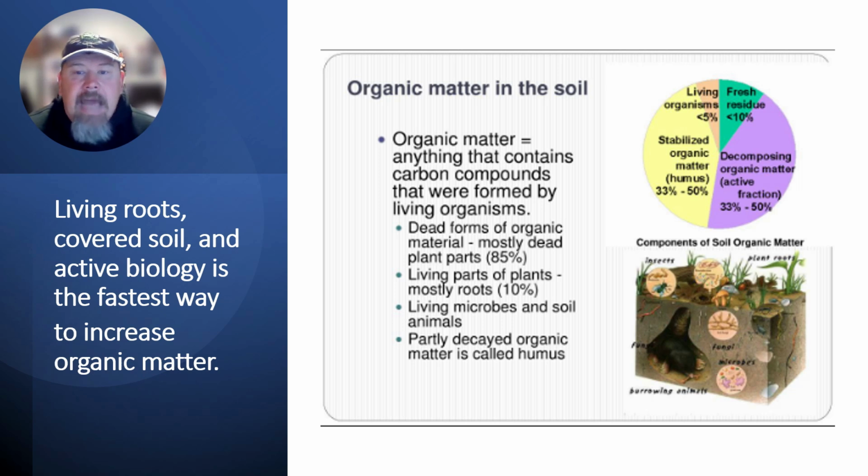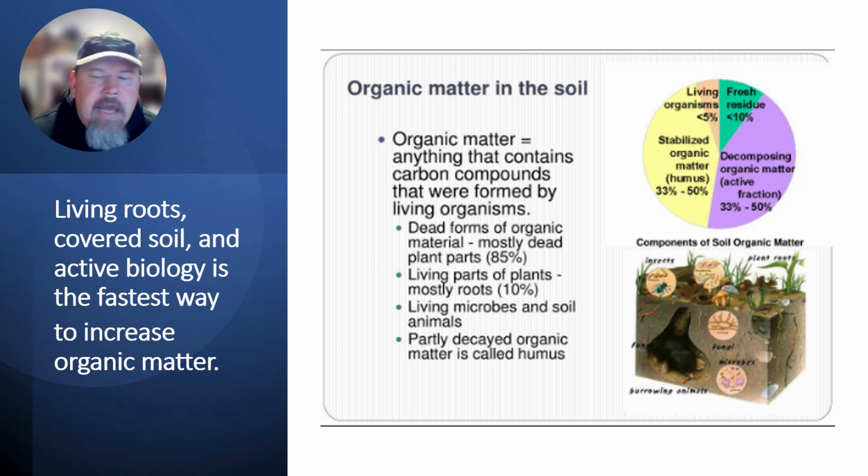Okay, organic matter is the other thing that we'll talk about. Organic matter is anything that contains carbon compounds that were formed by living organisms. So dead forms of organic matter, mostly old roots, fallen leaves, old, mostly dead plant parts. That's 85% of the organic matter in the soil. 10% of it's living plants, mostly roots.